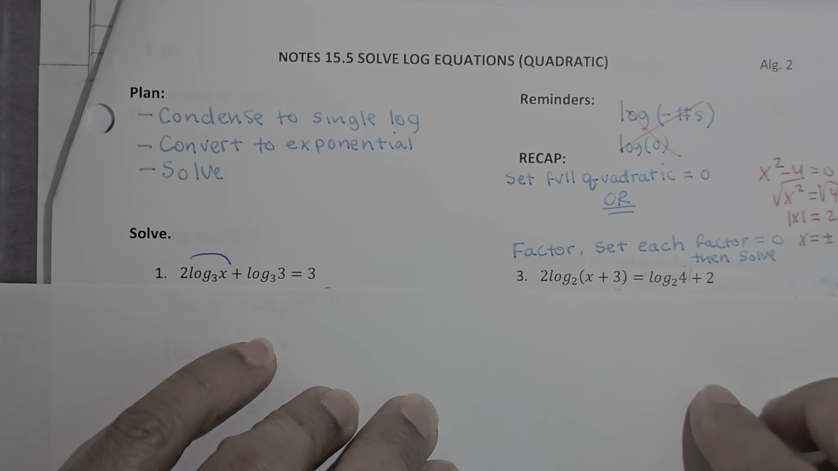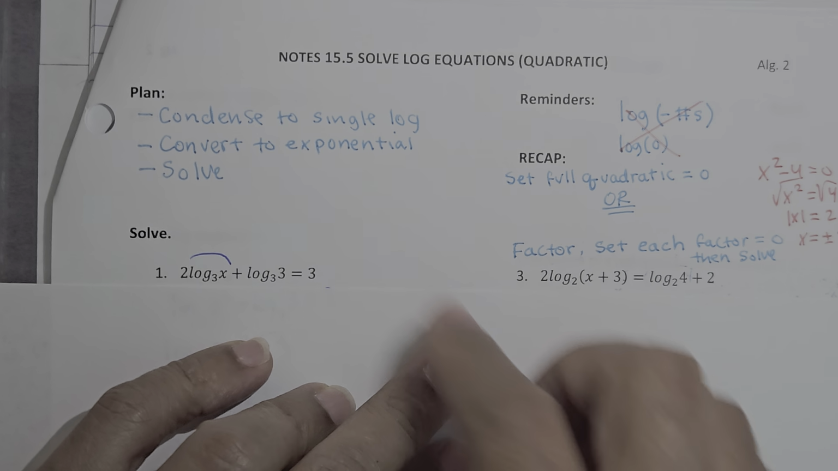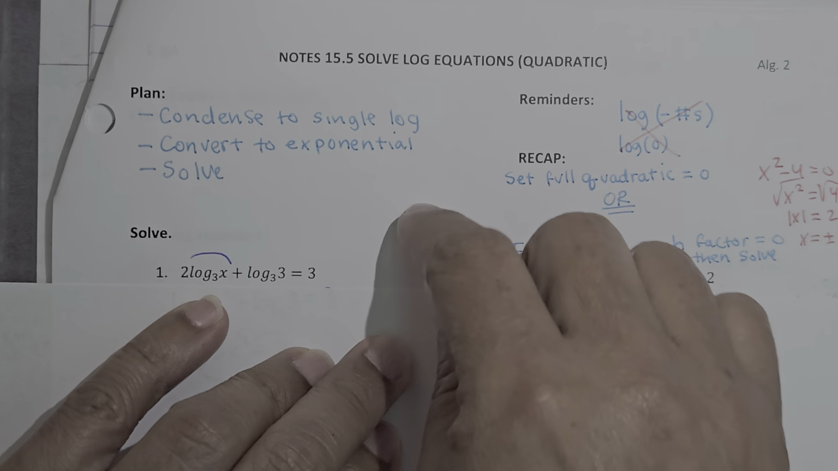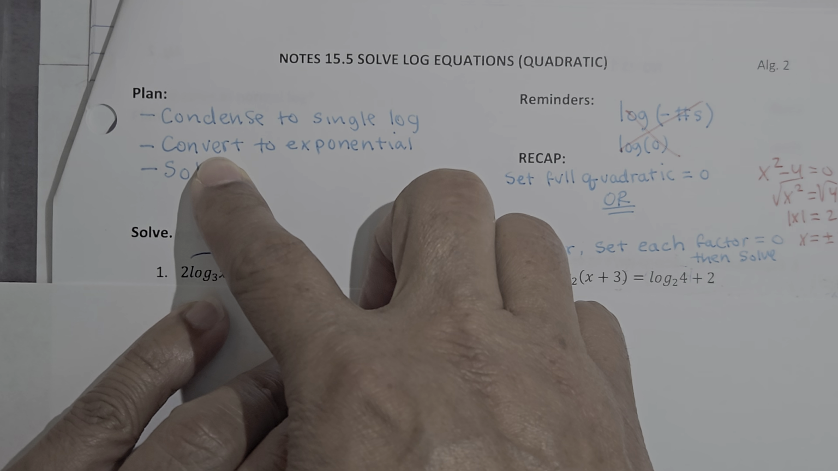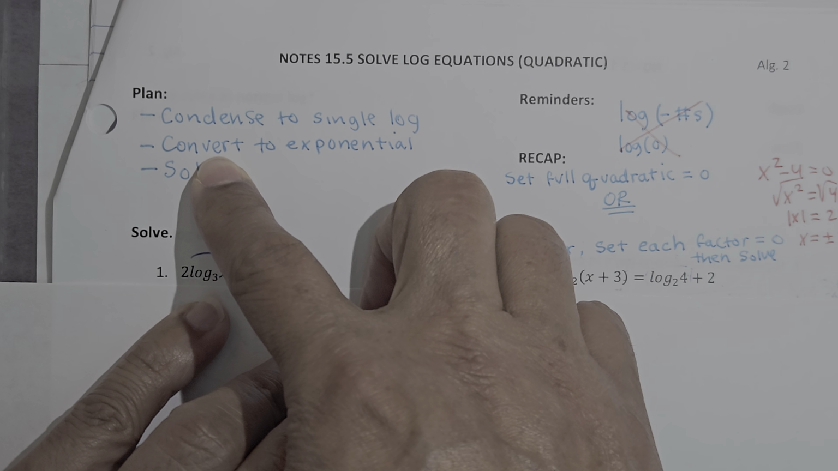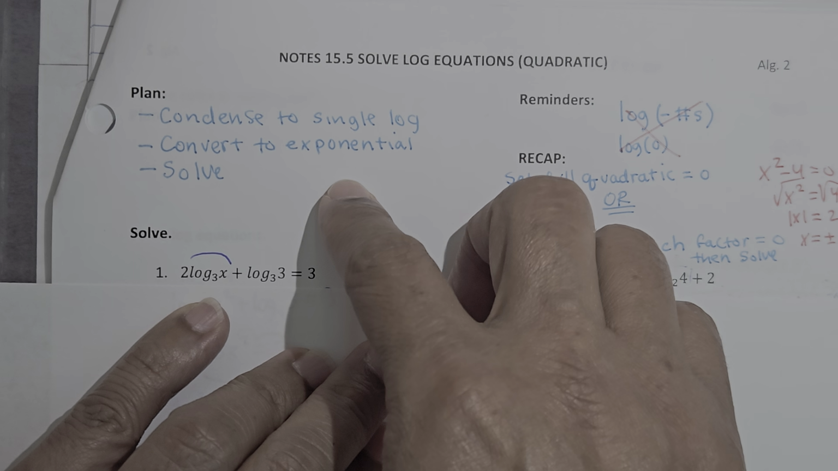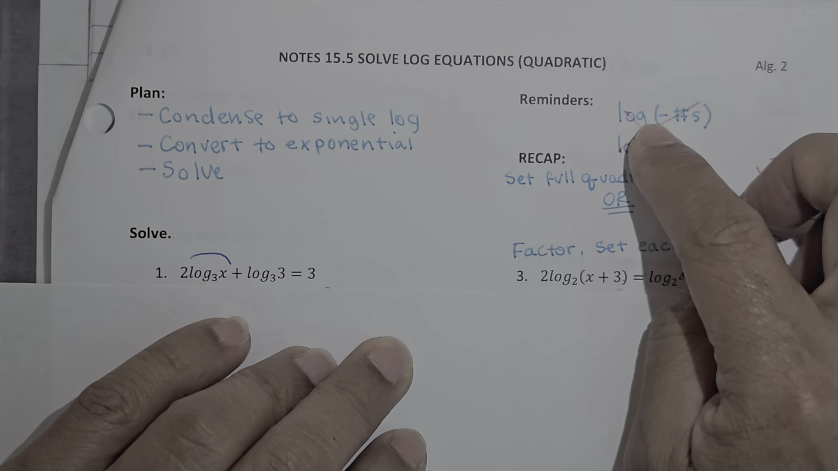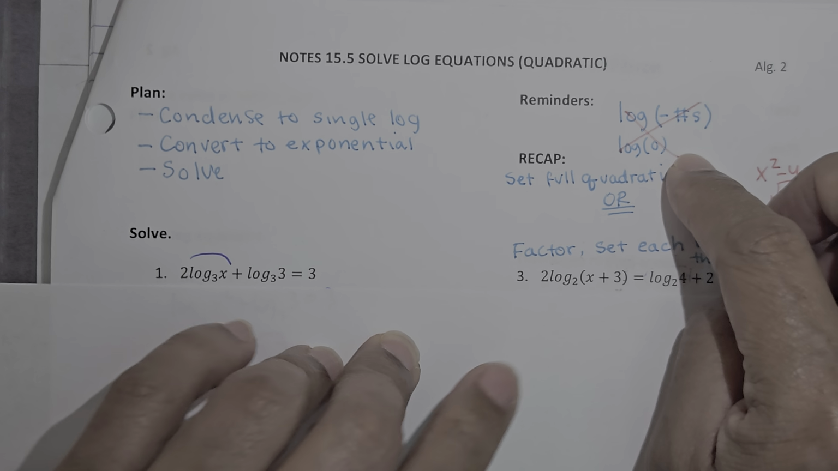We've done 2 lessons already about how to solve log equations. As a reminder, to solve log equations, you must condense to a single log applying the properties of log, such as the product, the quotient, and the power. Once you've condensed to a single log, you convert the equation to exponential, and once you've done that, then you solve. Also remember that we cannot take the log of negative numbers or the log of 0, and I've explained that in the previous lessons.